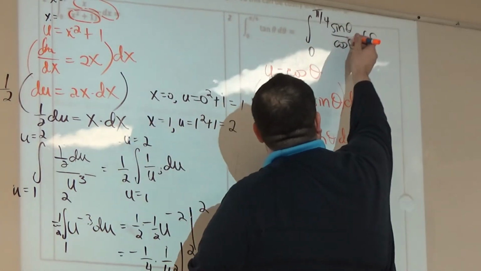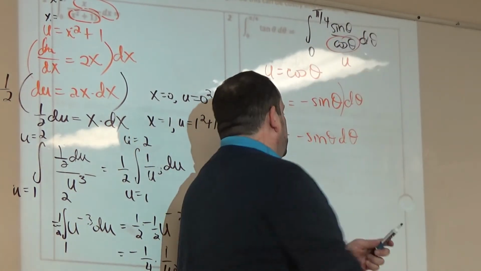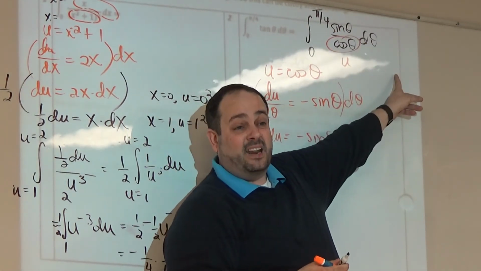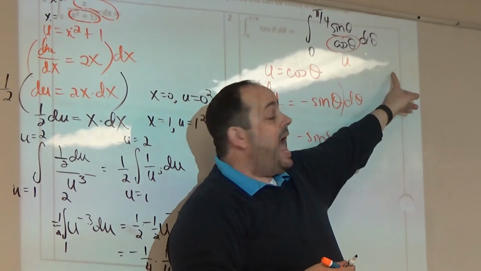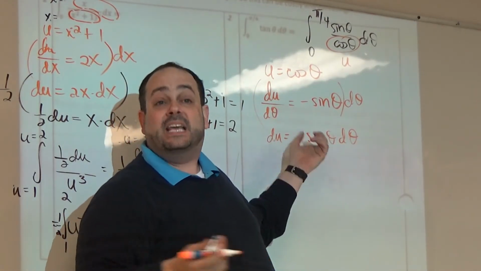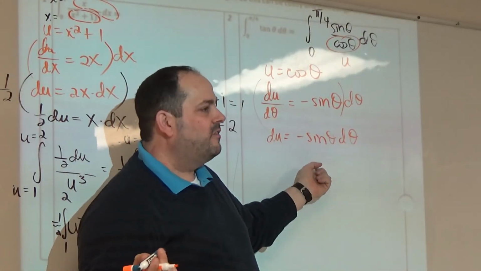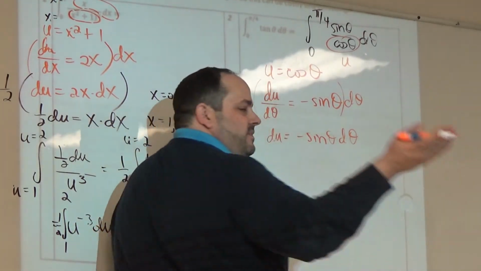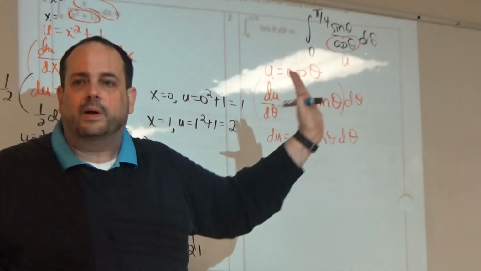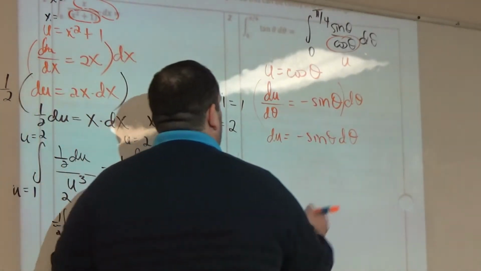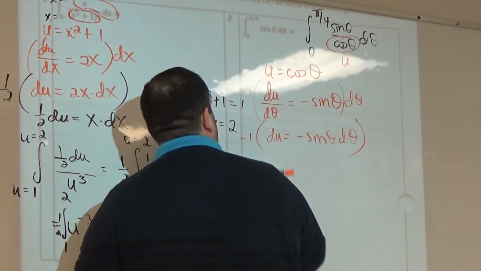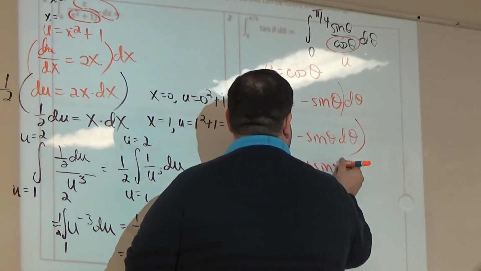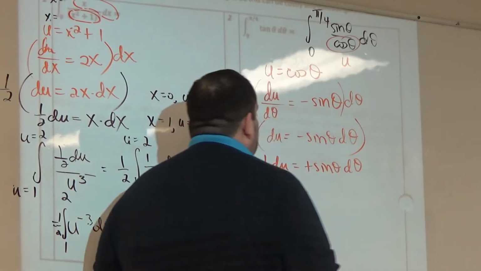Okay, I've got, this is my u. That's good. But my integral involves sine theta d theta. I need to get this to be sine theta d theta. Don't overthink it. The legal thing that you could do here, you could say divide by -1, you could say multiply by -1, doesn't matter to me. If I multiply both sides by -1, then the negative of du is equal to positive sine theta d theta.